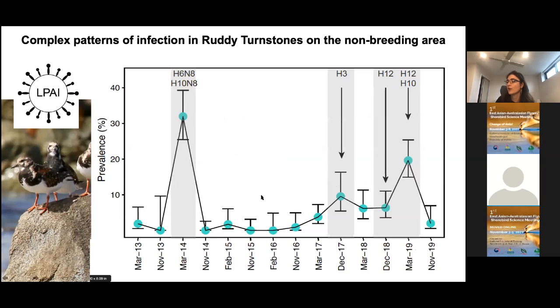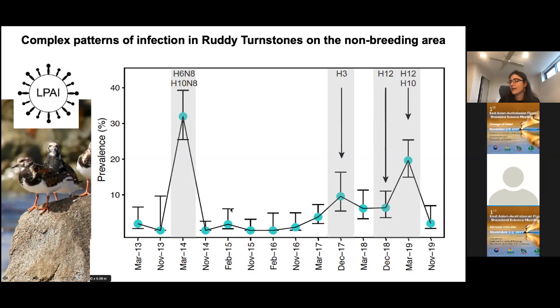And so how this figure works is down here, you have the sampling dates and year. So we usually go for 10 days, catch a lot of turnstones, sample them. Each point there is the prevalence of that sampling event, so that's the proportion of birds at that sampling trip that were positive. We have 95% confidence intervals as well. Here in gray are occasions where we actually manage to detect virus, so we can isolate and pull the live virus out and characterize what kind of virus it is. So remember I told you before about the HA-NA system. So we find H6N8, H10N8, H3 and H12.